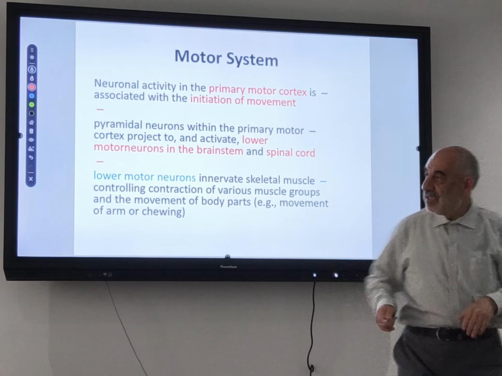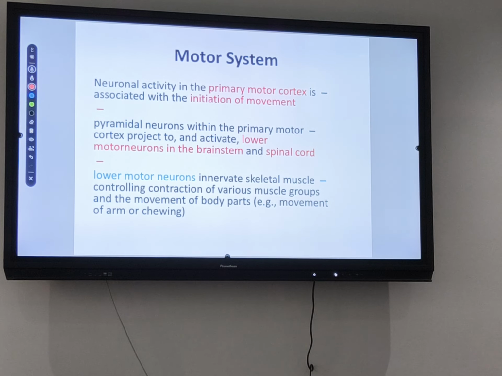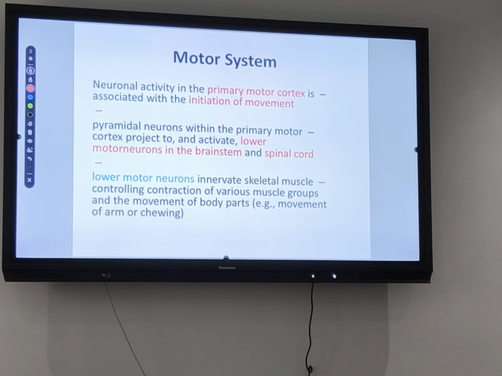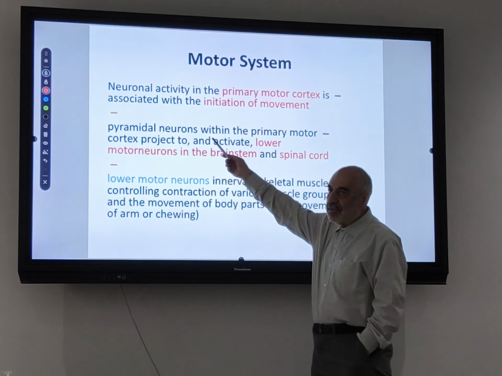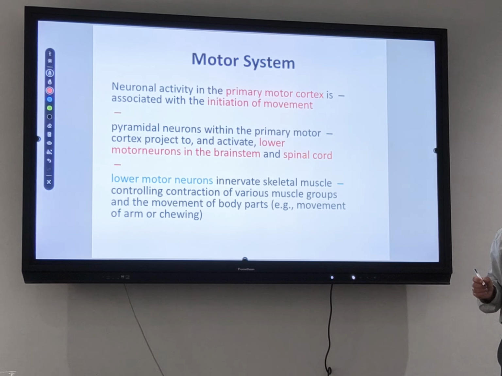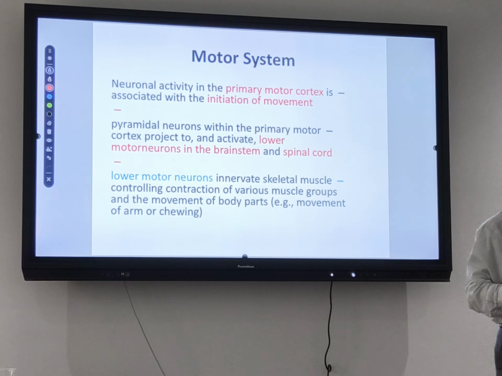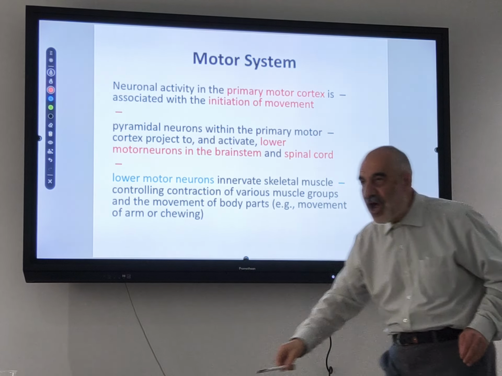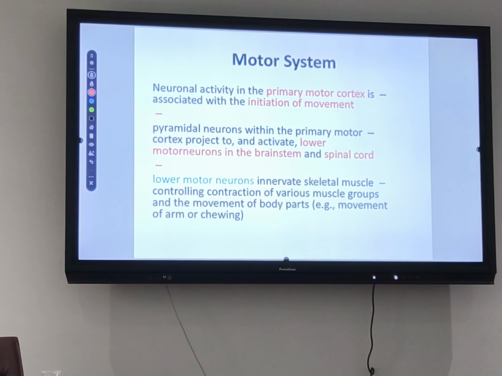I will show you the slide. So, neural activity in the primary motor cortex or M1 is associated with the initiation of any movement, to start. So, the pyramidal neurons within the primary motor cortex project and activate what? Lower motor neurons. Where are the lower motor neurons? Maybe in the brain stem, maybe in the spine. For cranial nerves, look at it. For peripheral nerves, they are in the spine.